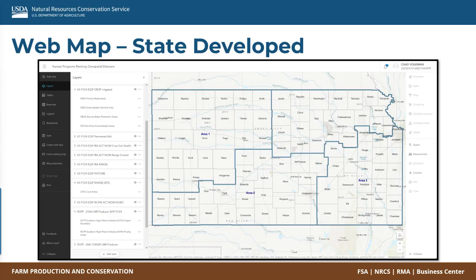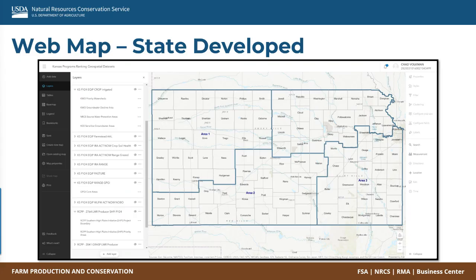On the left side of the screen, you can see the list of NRCS Kansas ranking pools. Each of the ranking pools can be expanded to see the applicable geospatial layers. And in the first example, I've expanded the KS FY24 EQIP crop irrigated ranking pool, which contains 4 geospatial data sets from 3 different authoritative sources. Farther down the list, you can see the EQIP range ranking pool expanded and an RCPP ranking pool as well.